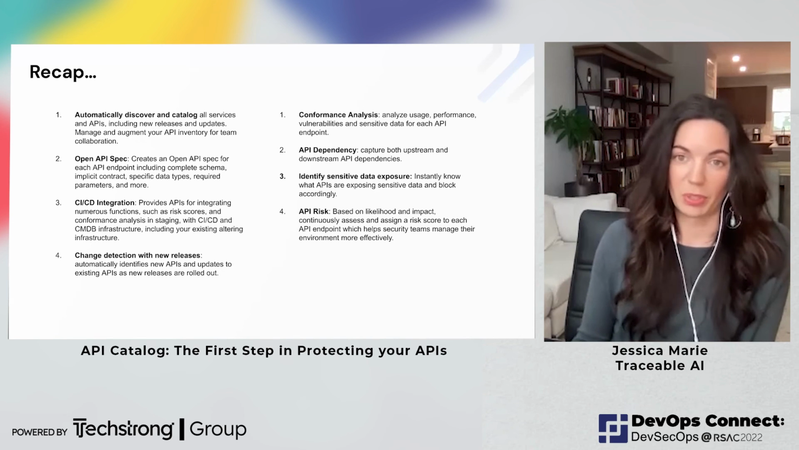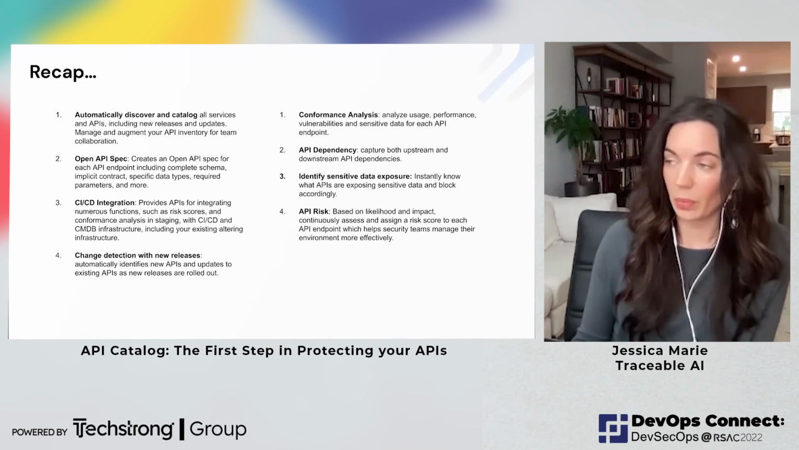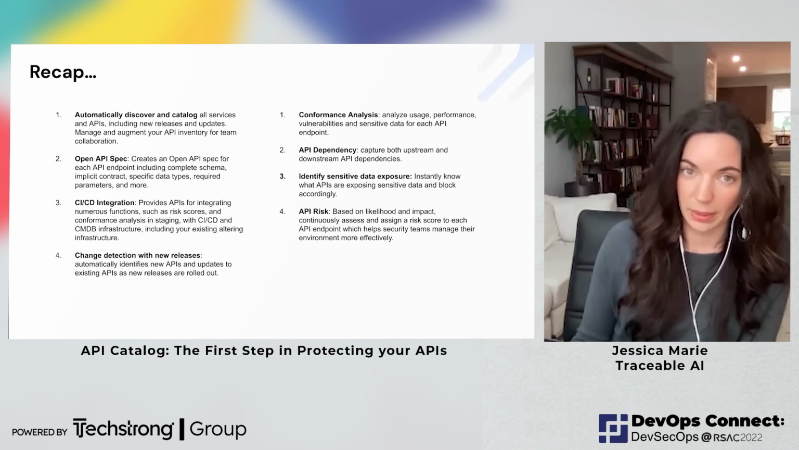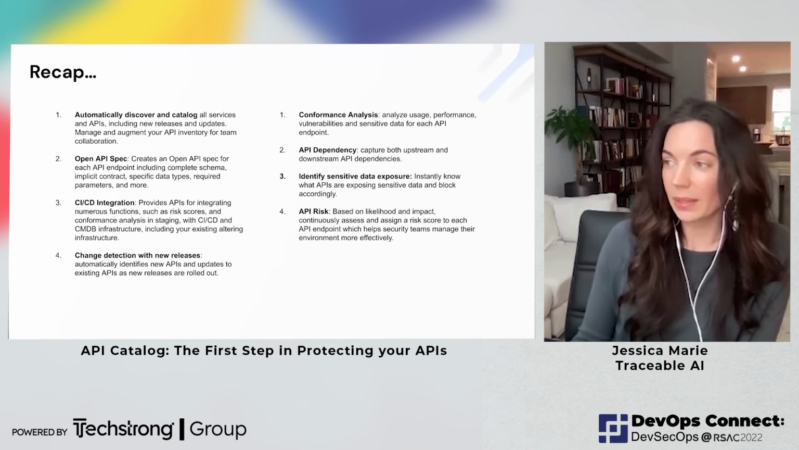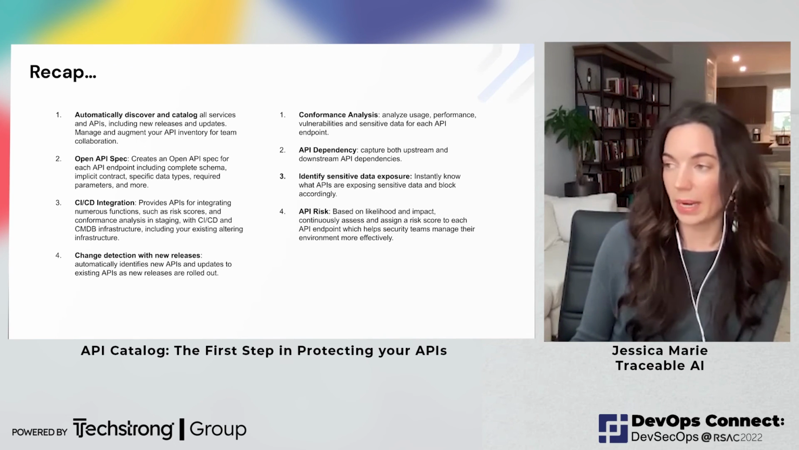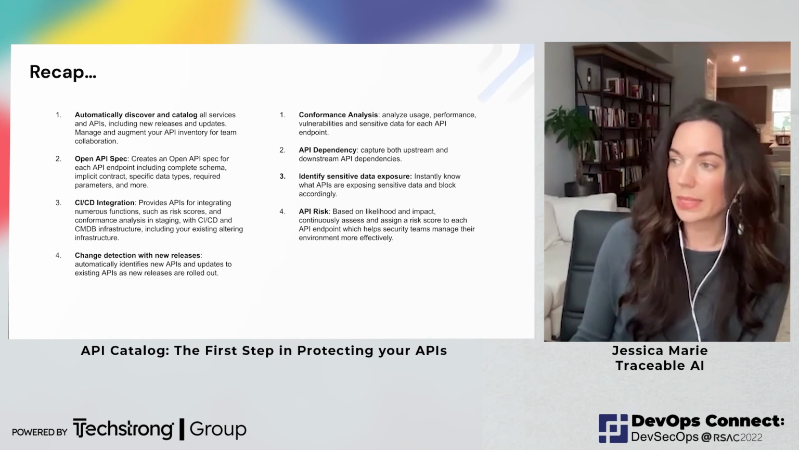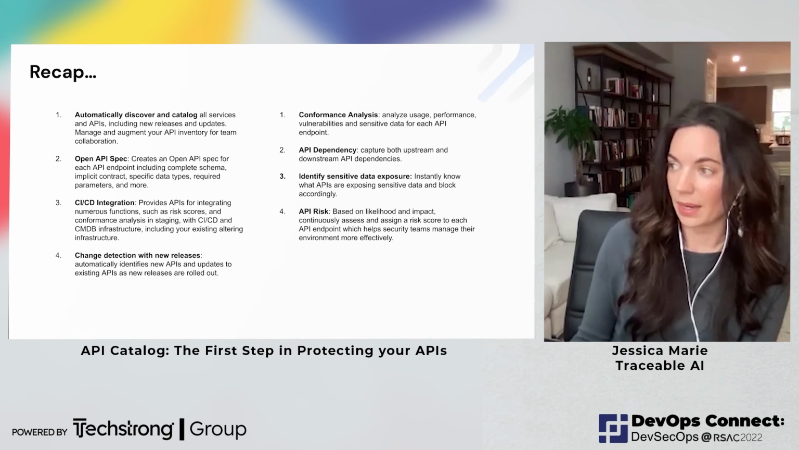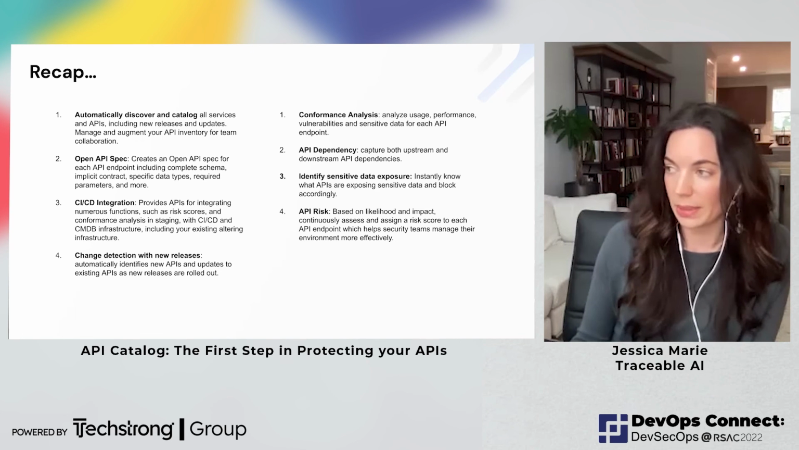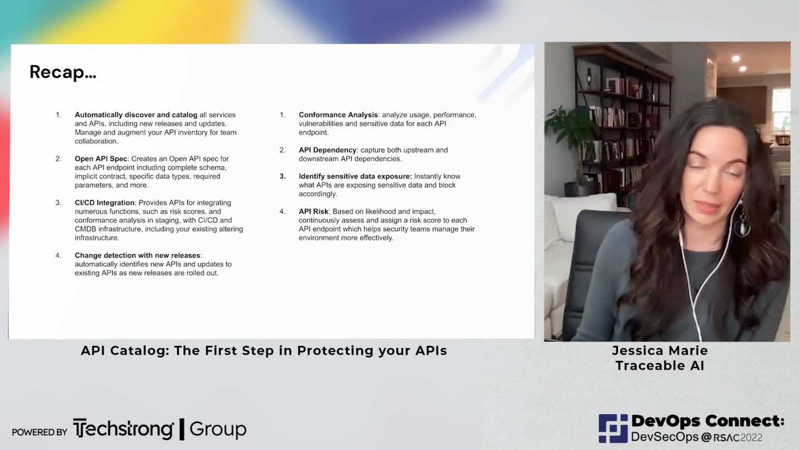Identifying sensitive data exposure. So again, instantly knowing what APIs are exposing sensitive data and being able to block accordingly. And then finally, API risk. So again, based on likelihood and impact, being able to continuously assess and assign a risk score to each API endpoint, which helps your security teams manage their environment much more effectively.